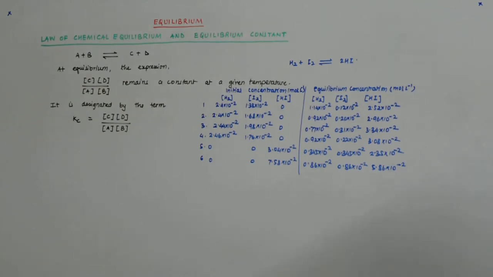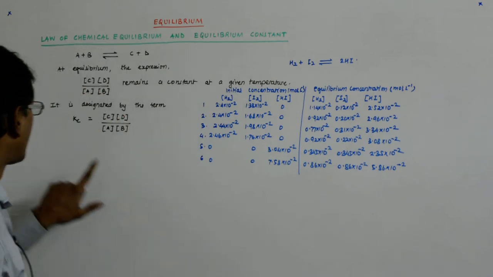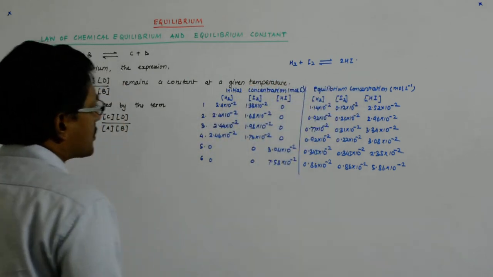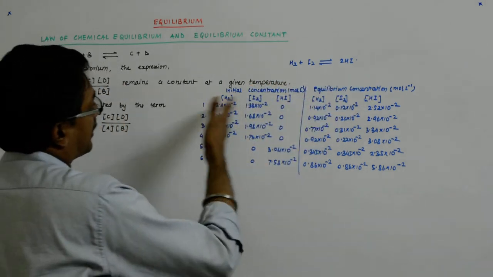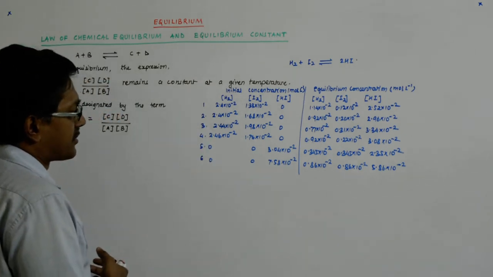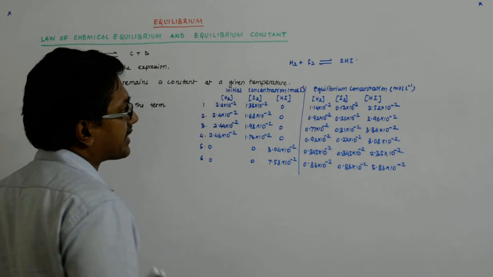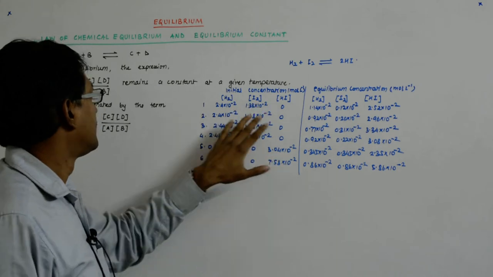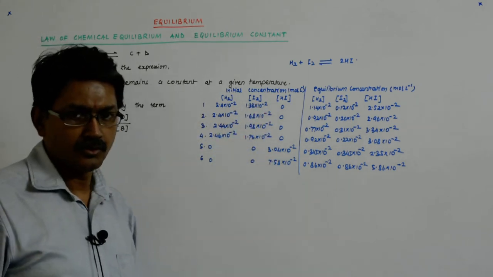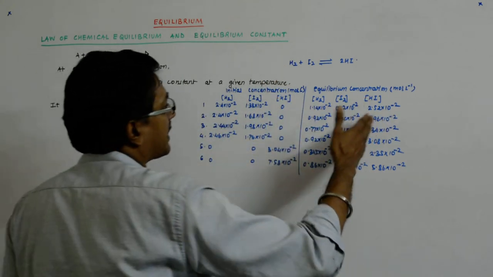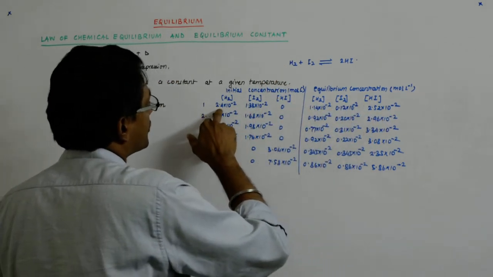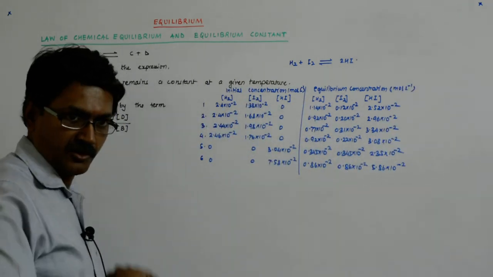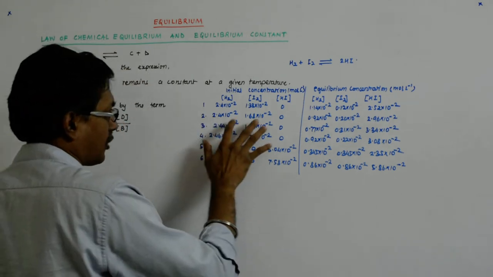Now, to illustrate what this law means, we take this equation and conduct an experiment using six different concentrations. In the first four, we have initially taken HI as zero. We started with different concentrations of H2 and I2. These are the initial concentrations. Ultimately, we found that H2 went down, I2 went down, and HI, which was zero, went up. It will happen in all the cases.